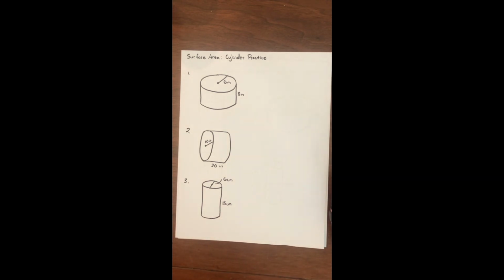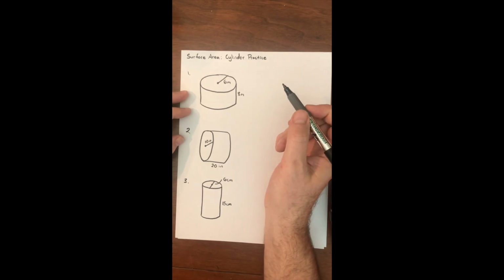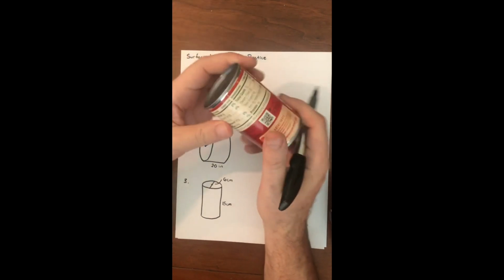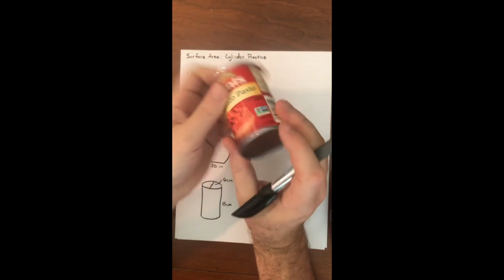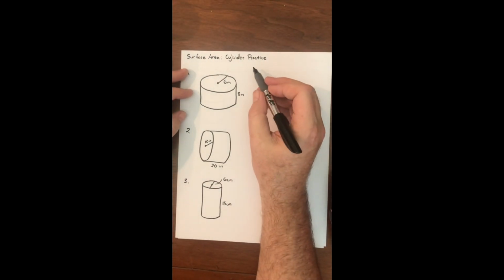All right, here we are. Let's go over these 3 cylinders and find the surface area, the amount of little squares we can put on them. Outside, 2 circles and a wraparound rectangle. I'm going to remind myself of the formula.